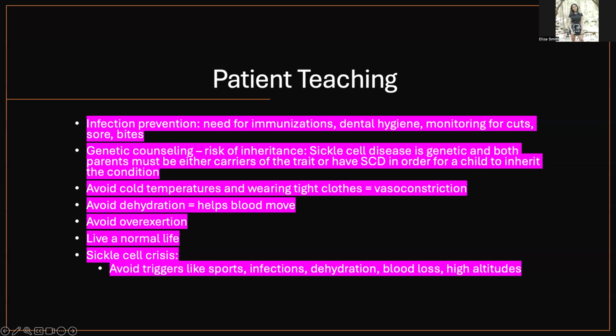Additionally, for these patients, it's important to give them a sense of hope, educate them, and encourage them to live as normal a life as possible, and provide them therapy and counseling. Additionally, it's important that these patients are adequately hydrated. So, for sickle cell crisis, you want to, again, avoid triggers like sport, infection, dehydration, blood loss, and high altitudes.